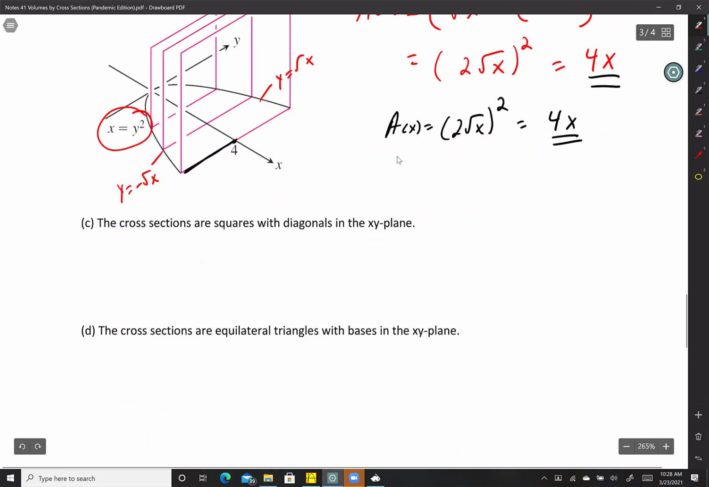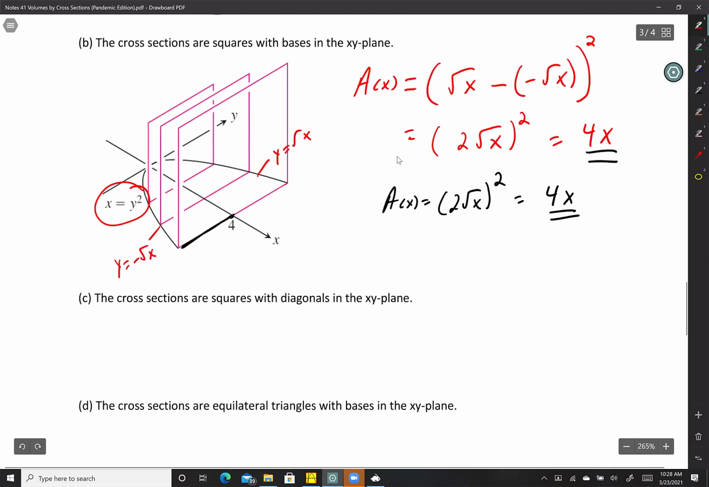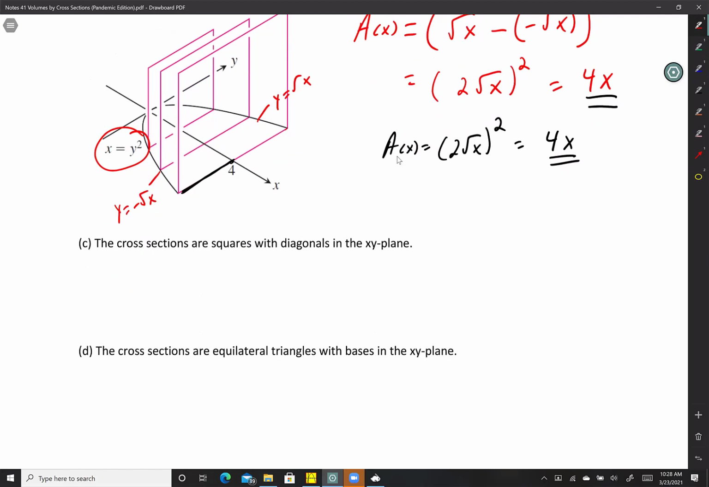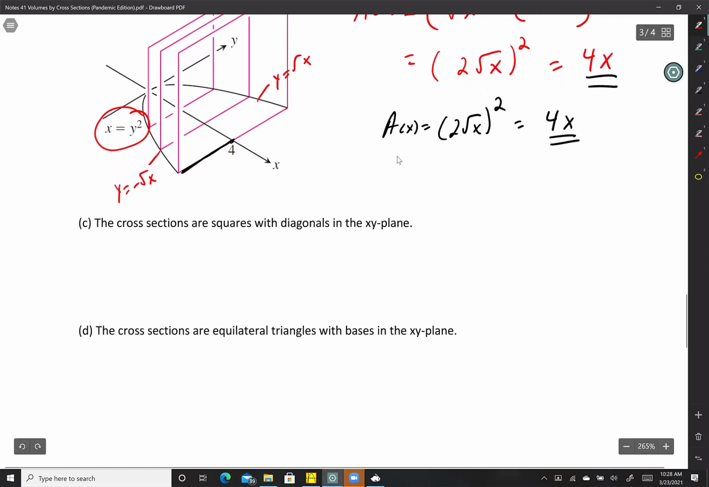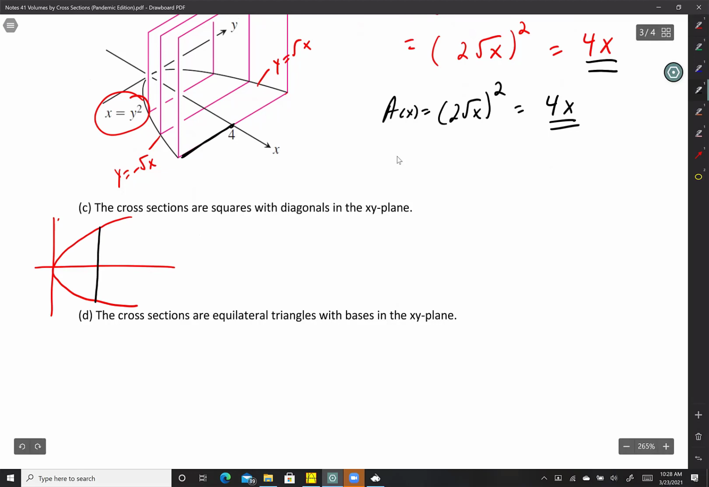Now we're getting interesting. The cross sections are squares with the diagonals in the xy plane. Oh man, I don't have a visual. How am I going to do it? Here's how I do it, guys. Remember, I got a D in art, so I'm not the best drawer. I draw the original equation in 2 dimensions. Here it is in 2 dimensions. And then I do a cross section. I just go, bam, there's one cross section.